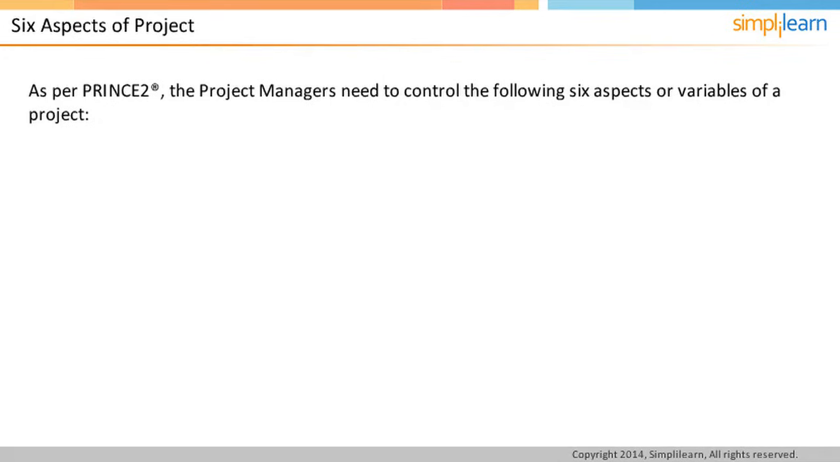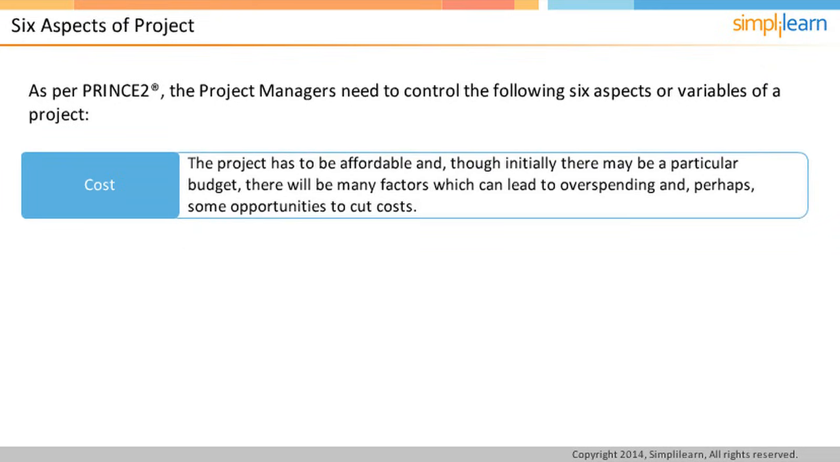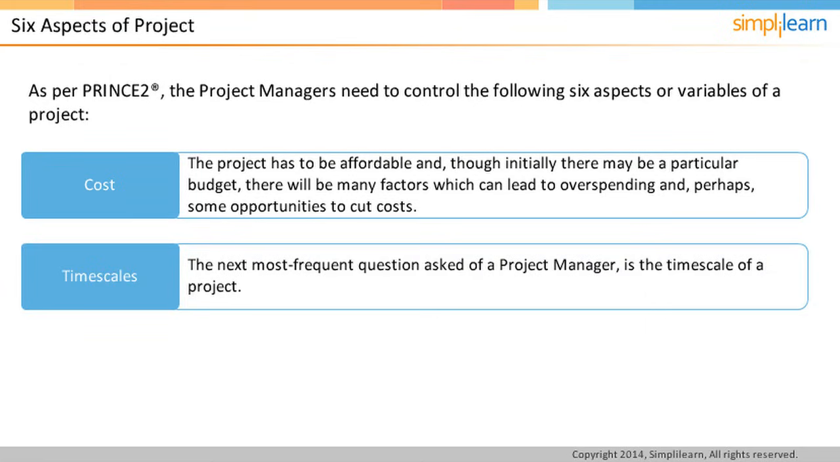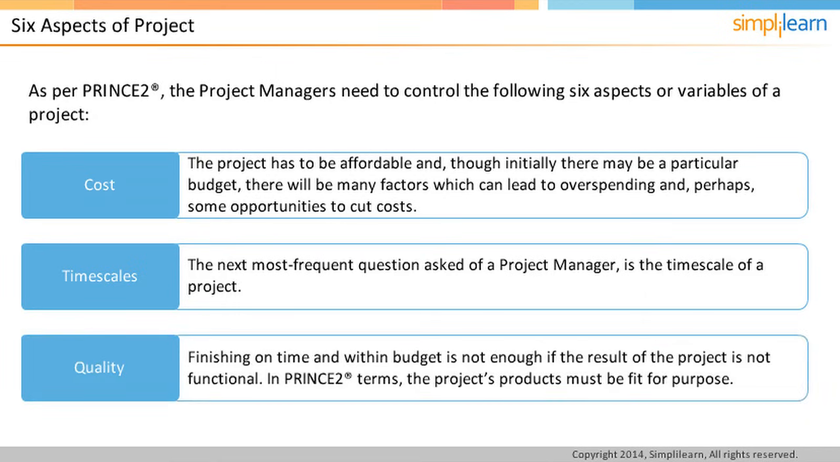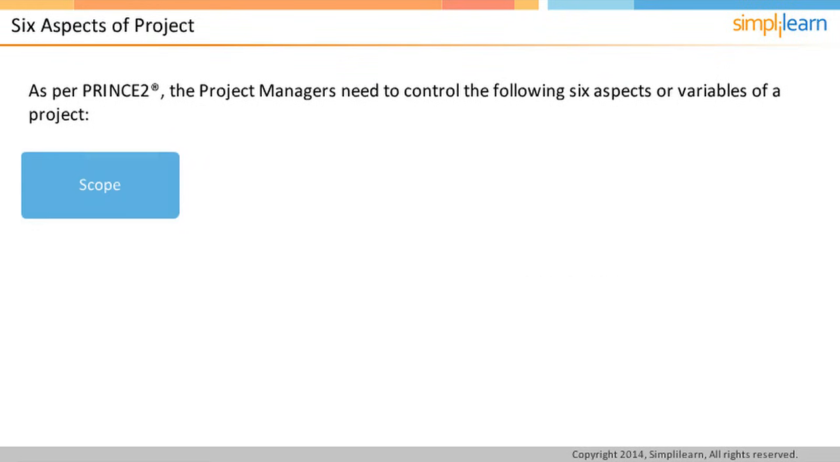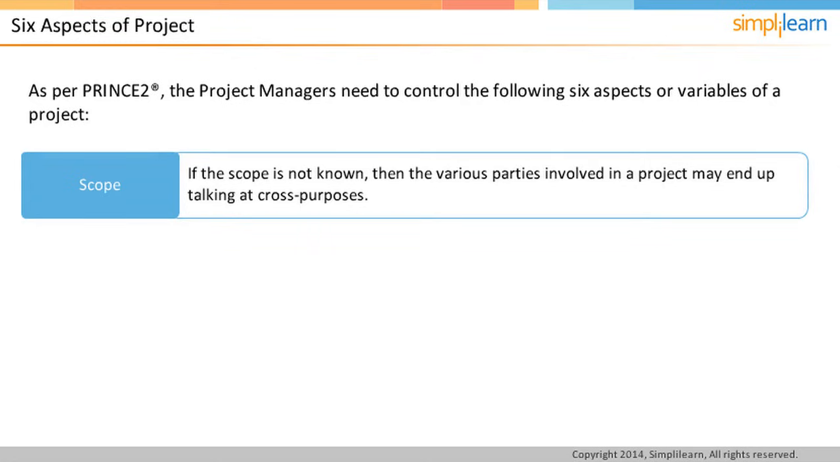As per PRINCE2, the project managers need to control the following 6 aspects or variables of a project. First aspect is cost, as the project has to be affordable and, though initially there may be a particular budget, there will be many factors which can lead to overspending and perhaps some opportunities to cut costs. Second is timescales, as the next most frequent question asked of a project manager is the timescale of a project. Next is quality, as finishing on time and within budget is not enough if the result of the project is not functional. In PRINCE2 terms, the project products must be fit for purpose. Fourth is scope, because if the scope is not known, then the various parties involved in a project may end up talking at cross purposes.